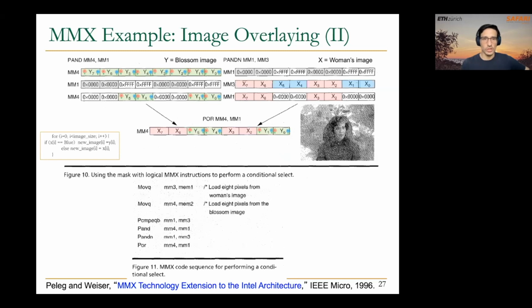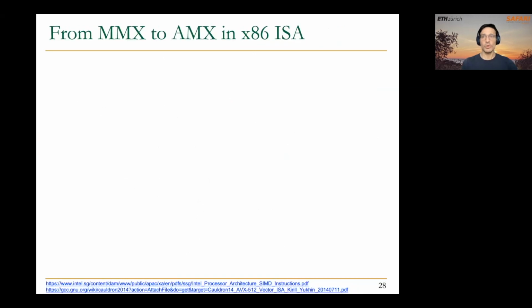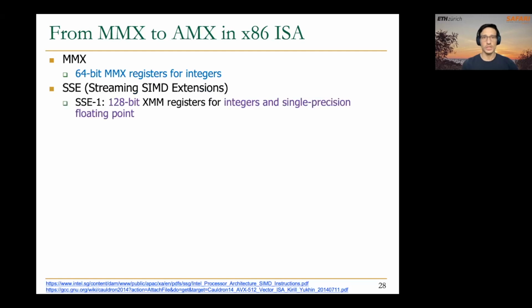So here, at the bottom of the slide, you have the complete code, and you can find many more details and other examples in the original paper. More recently, in successive years, the SIMD extensions in the x86 architecture continued evolving. The very first generation was MMX, which operated on integers and had registers of 64 bits.